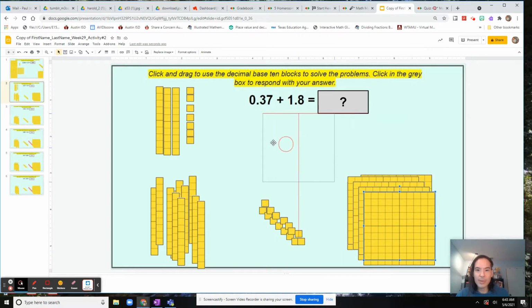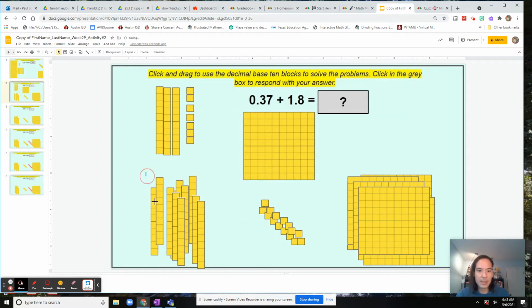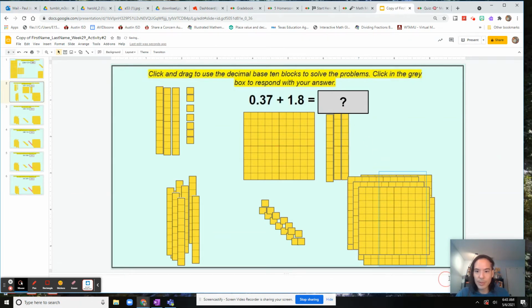And now over here, I need to make 1 and 8 tenths. So here's 1. Here's 1 and 2 tenths, 3 tenths. Move all these again.